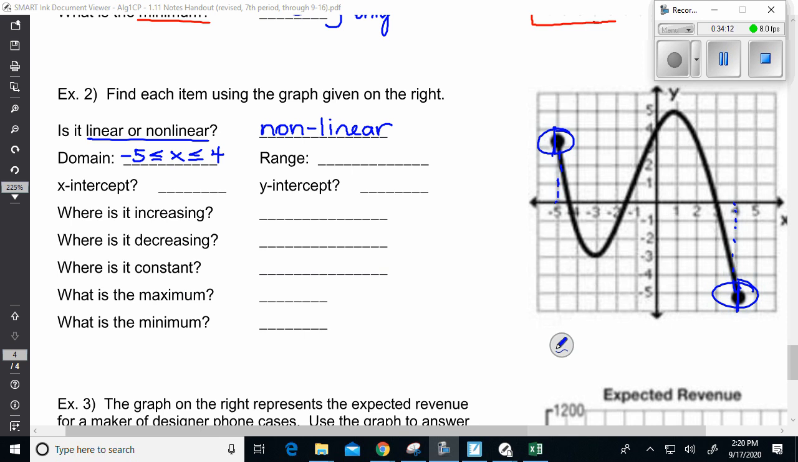Range. Lowest value, highest value. So what's the lowest value on the y-axis that the graph touches? -5. That's down here. So if you saw this and said -3, don't forget about the part that goes a little bit lower.